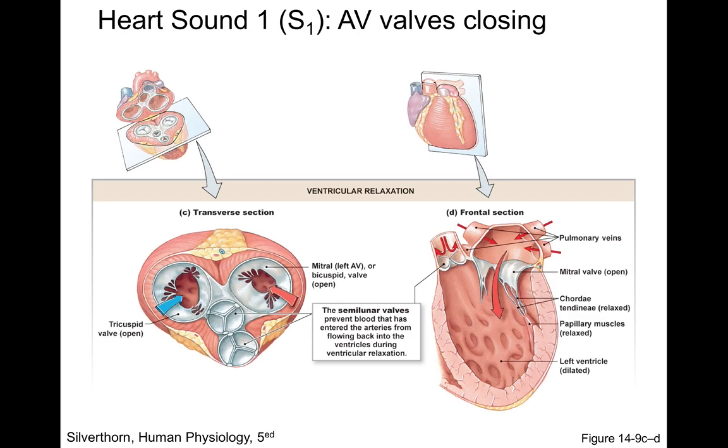Now, the first heart sound is caused by the AV valves snapping shut. So remember, during cardiac diastole, blood moves passively from the atria into the ventricles. Then when the ventricles start to contract, it pushes these AV valves shut, and this causes the first heart sound. So the S1 heart sound is caused by these AV valves snapping shut, which occurs at the start of the heartbeat when the ventricles start to contract.